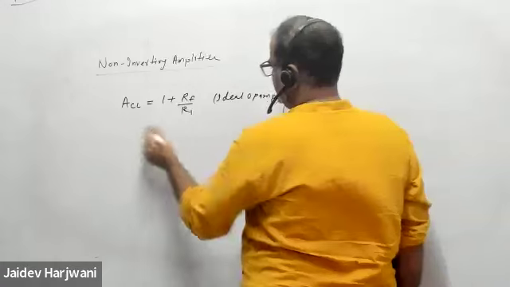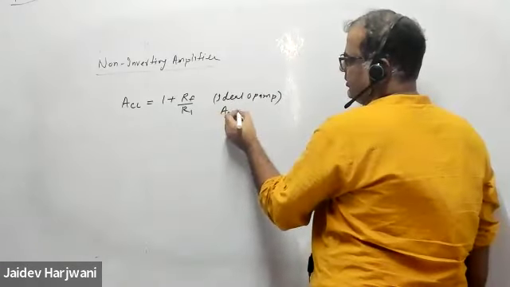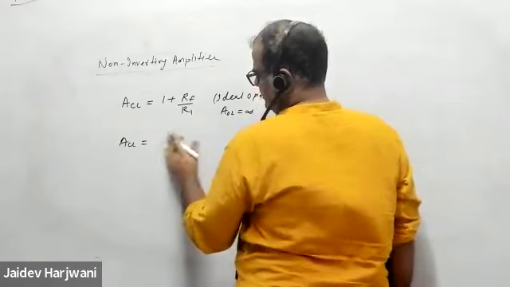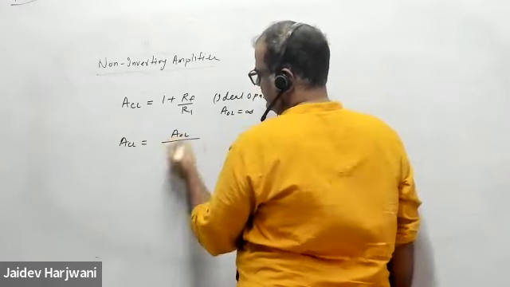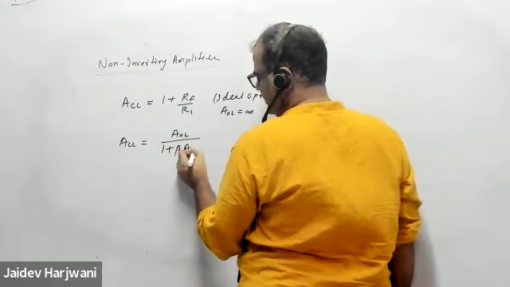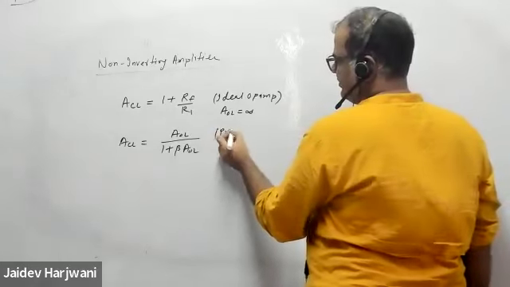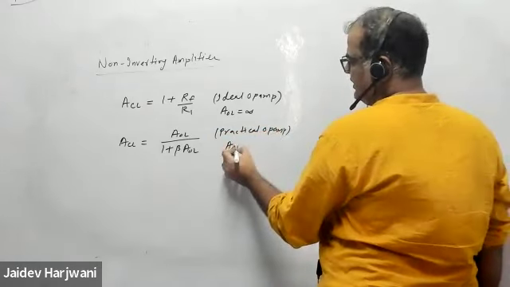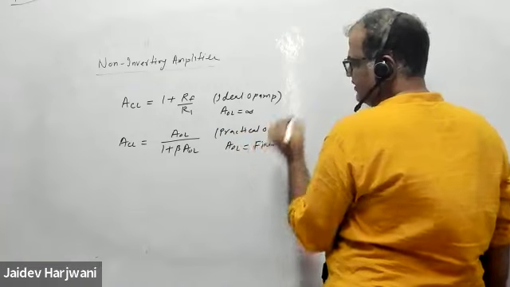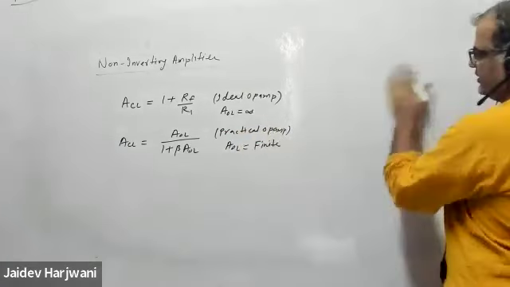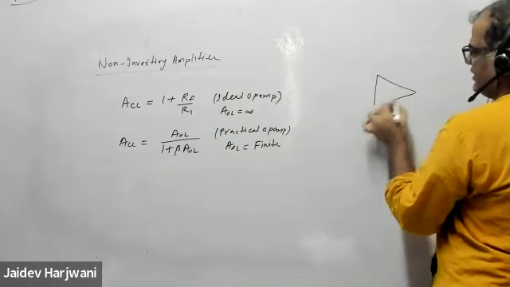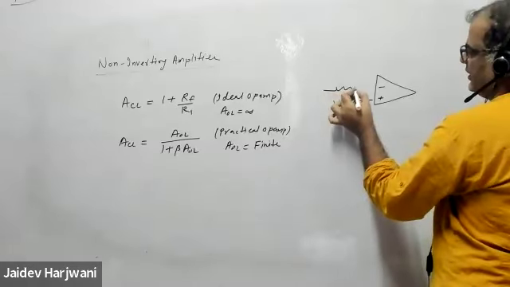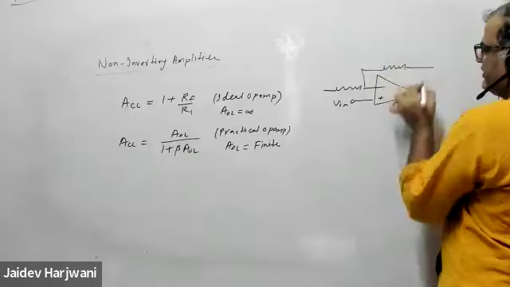And ideal op-amp means infinite gain, AOL is infinite. And closed loop gain was equal to AOL upon 1 plus beta AOL for practical op-amp or non-ideal op-amp, if your AOL is finite. And what is non-inverting amplifier circuit? Non-inverting amplifier circuit means you are applying voltage at non-inverting terminal, and these amplifiers are with negative feedback.